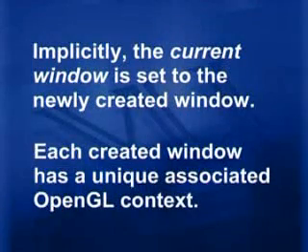Implicitly, the current window is set to the newly created window. So what happens automatically behind the scenes as a result of execution of this command is that the window that we have just created, that becomes the current window as well. This is an implicit action that is automatically taken place. That we have created window, the command not only creates the window but also makes it as the current window.